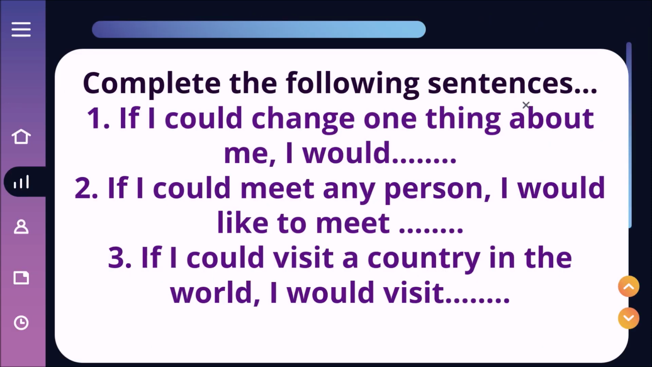Now we can use this template like, if I could change one thing about me, I would. If I could meet any person, I would like to meet. If I could visit a country in the world, I would visit. You can talk about your practice by using these similar expressions and let the children write the sentences on their own.